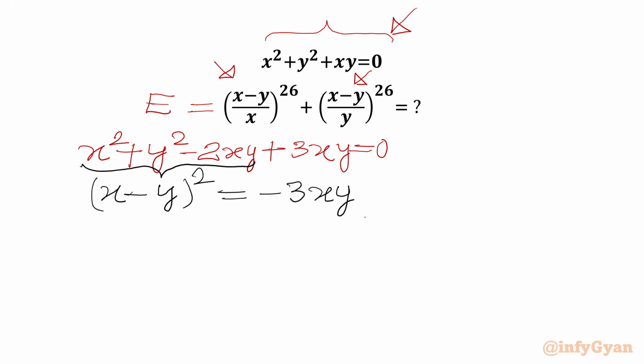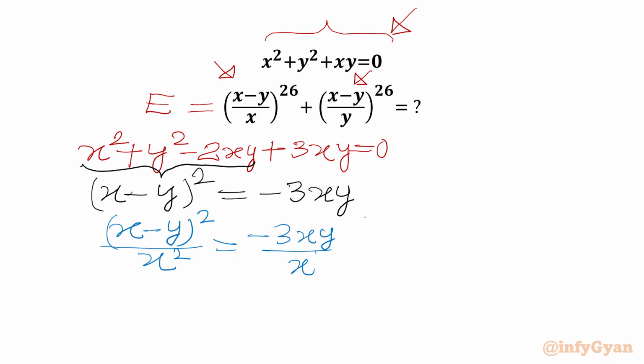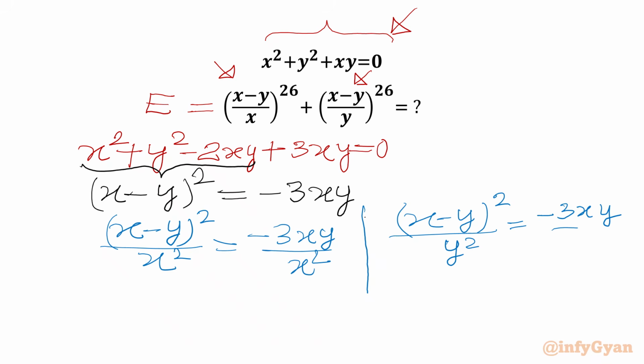So let us divide our equation by x square on both sides. So I will write x minus y whole square over x square, and in the RHS, we'll write minus 3xy over x square. Now we have to divide our equation by y square also. So x minus y whole square over y square, and in the RHS, we'll write minus 3xy over y square.